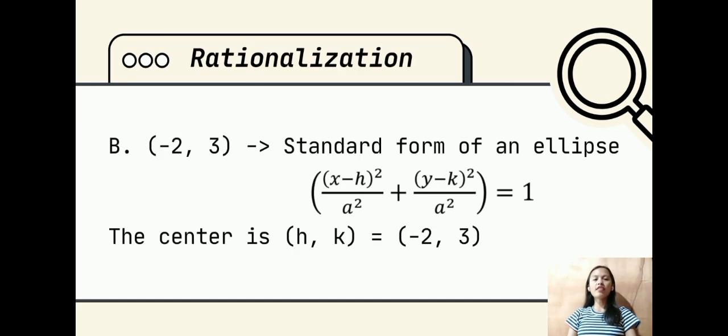The correct answer is letter B, negative 2, 3. Standard form of an ellipse, we have quantity of x minus h squared over a squared plus quantity of y minus k squared over b squared is equal to 1. The center is h and k, so we have negative 2, 3.